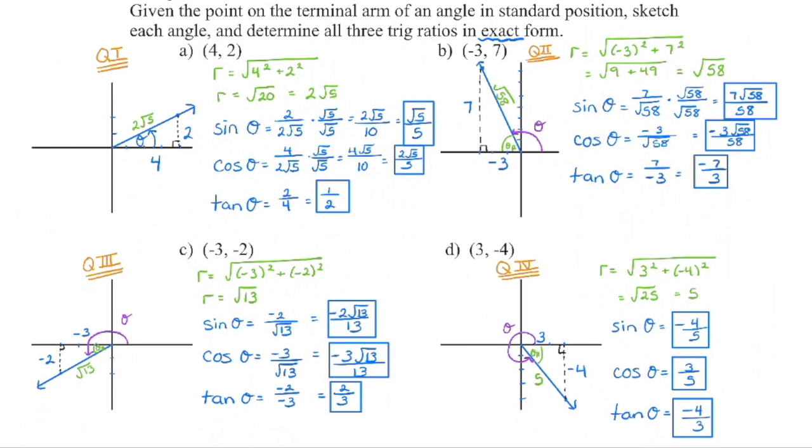Sine will always be negative, cosine will always be negative. And if our terminal arm lies in quadrant 4, we will always have a positive x coordinate and a negative y coordinate. The cosine ratio will end up being positive. The other 2 will be negative.